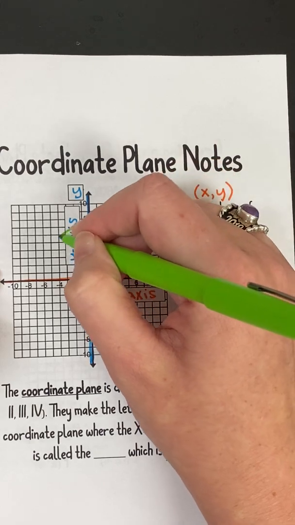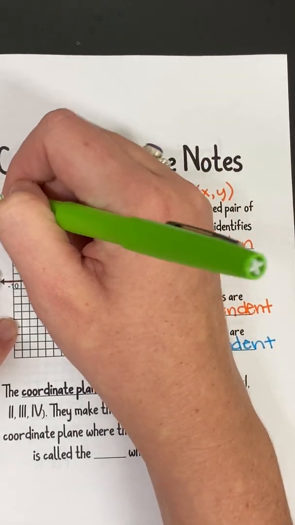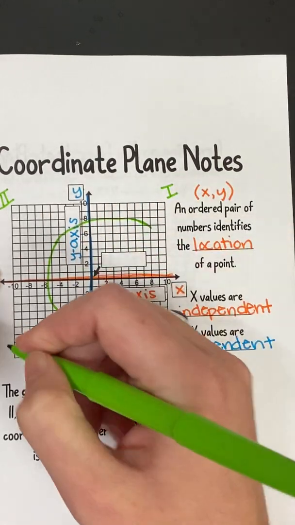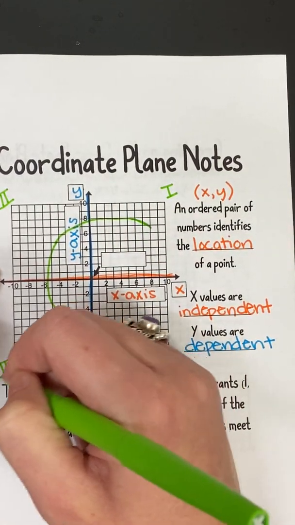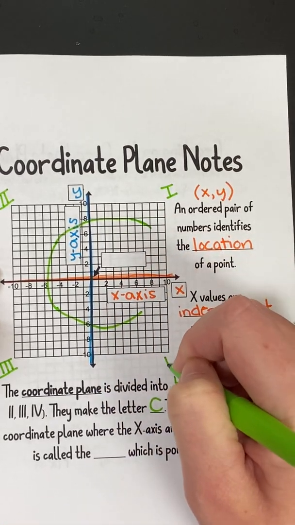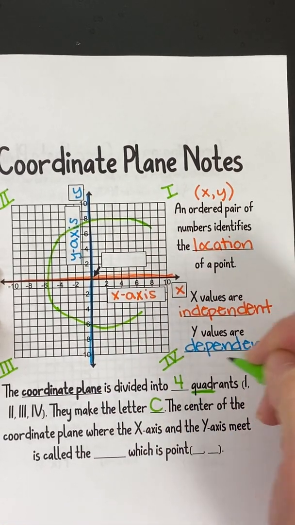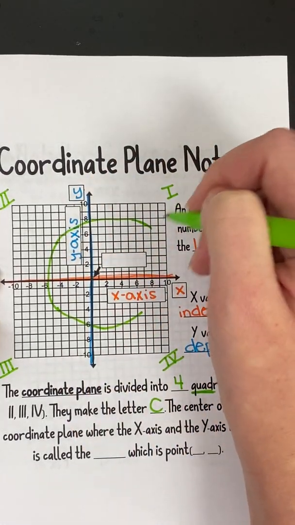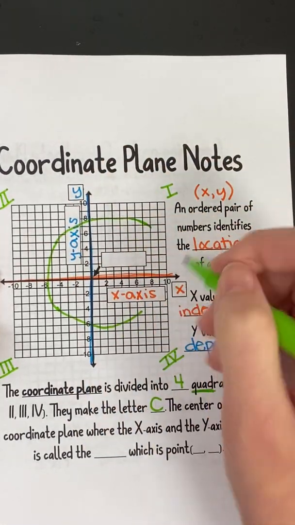Then we follow it around and it goes to this one. So this is quadrant 2. Keep following our C around. This is quadrant 3. And we end our C in quadrant 4, and that is IV for our Roman numeral. So again, we draw the C to help us remember where we start with our quadrants.